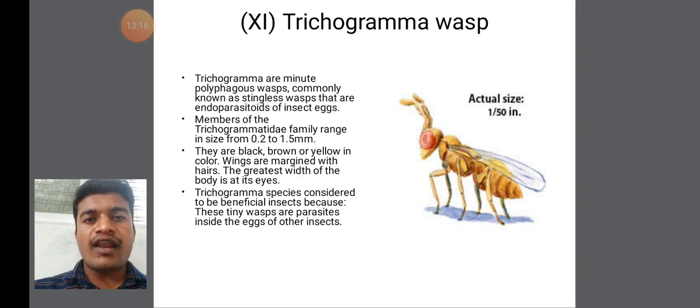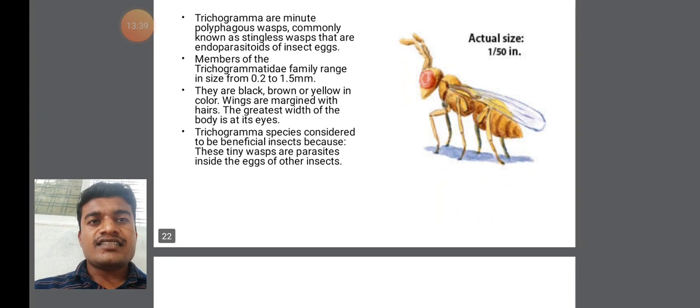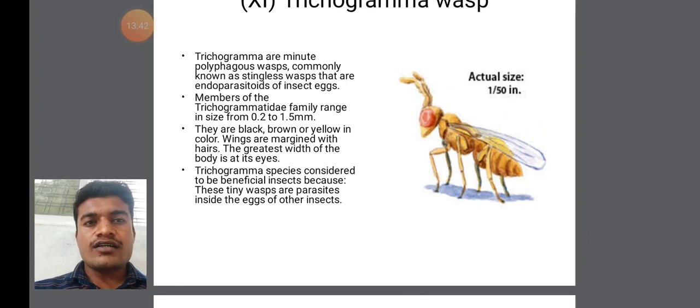Trichogramma wasps are black, brown, or yellow in color. Here in this slide, you can see the wasp color is yellowish. The wings are margined with hairs. The greatest width of the body is at its eyes. Trichogramma species are considered beneficial insects because these tiny wasps are parasites inside the eggs of other insects.